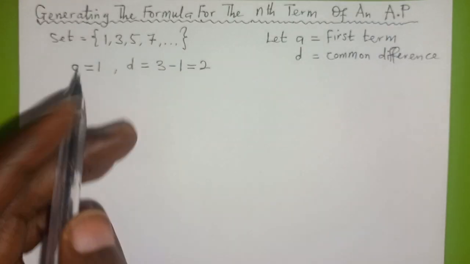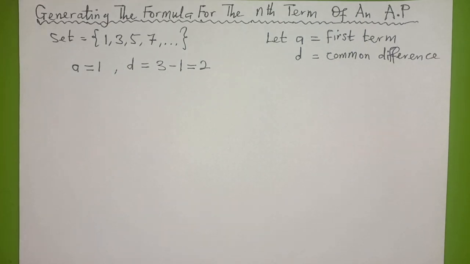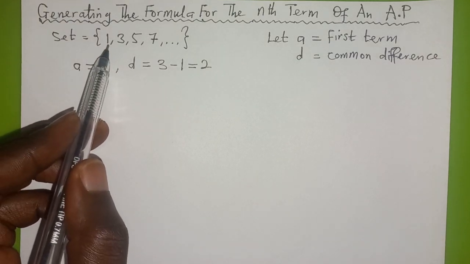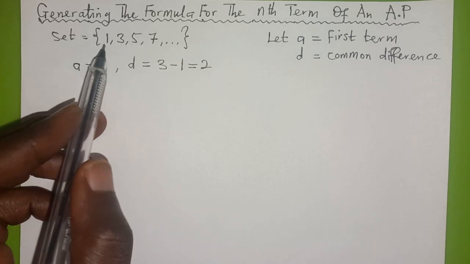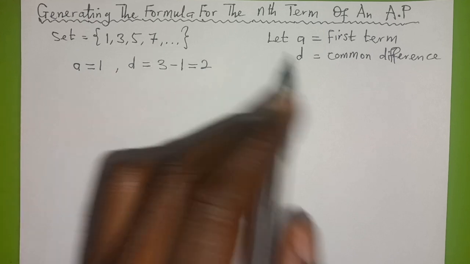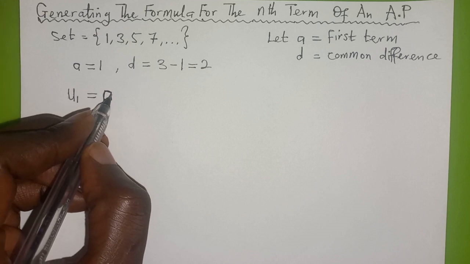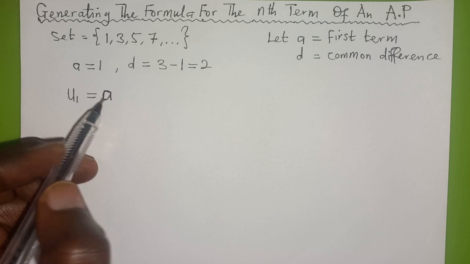So our first term is 1, and our common difference is 2. Now let us use this basic concept to generate our general formula for the AP. All right. So we normally use U to represent the individual terms. So this is U1, U2, U3, U4, which means that this is our first term, second term, third term, fourth term, in that order. So our U1 is equal to A, and we already know that our A is equal to 1. That's our first term.